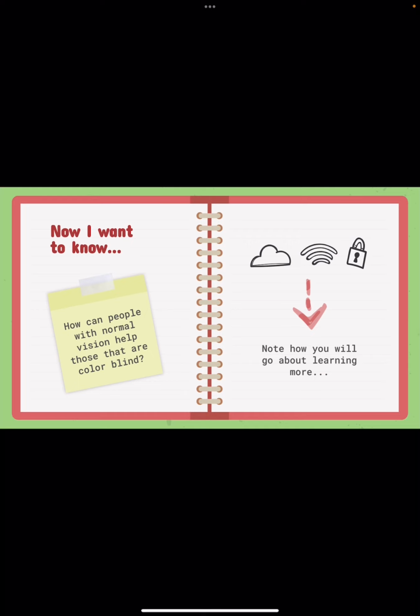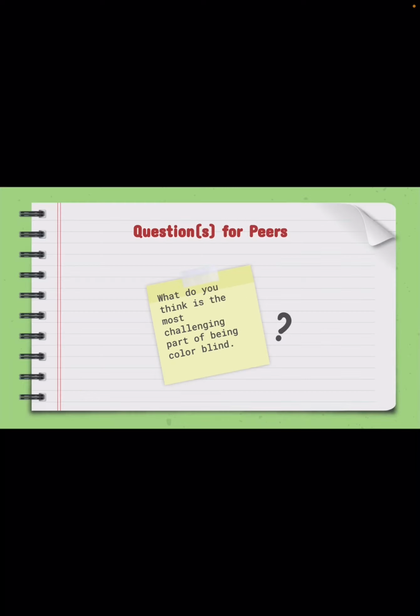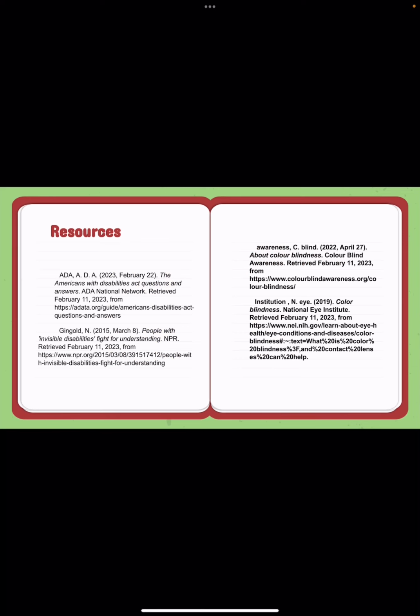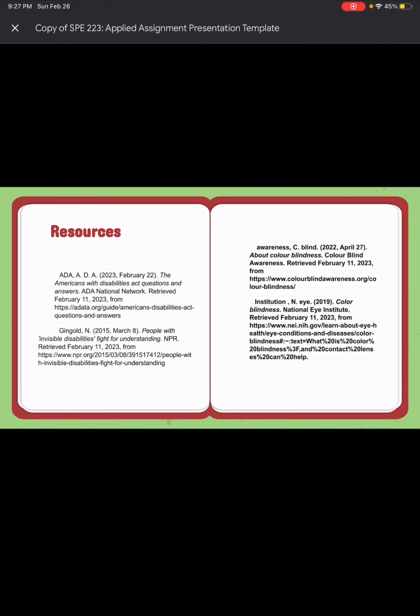And now I want to know, how can people with normal vision help those that are colorblind, especially with driving? Is there any sort of different design we can make, especially with the stoplights and whatnot, to help those with colorblindness? And my question for you guys is, what do you think is the most challenging part of being colorblind? If you were to imagine that you were colorblind, what do you think the most challenging part would be? And those are my resources, and thank you guys for listening.